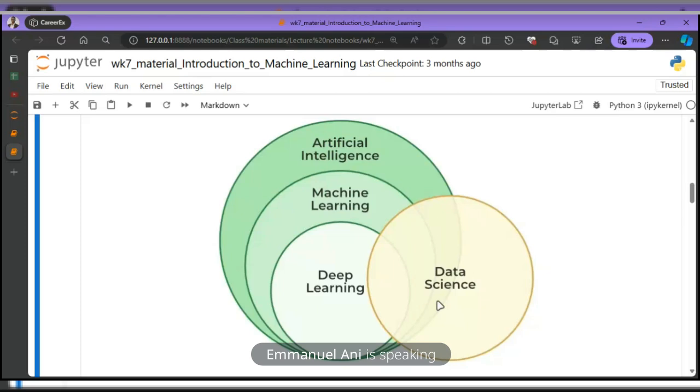And under machine learning, we have another thing we call deep learning. Deep learning is a subset of machine learning. I hope you are still following. I want to be sure that everyone is still following me up to this point. Please let me know in the group chat so I'll proceed.